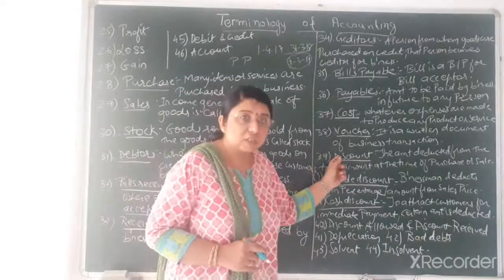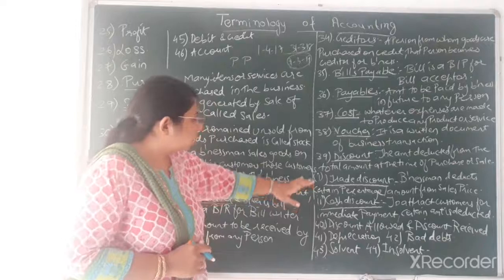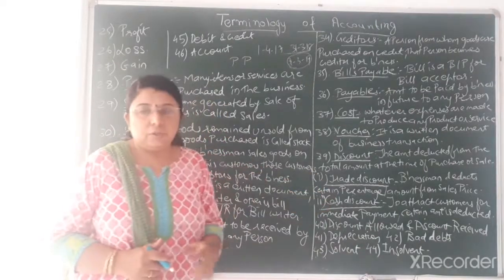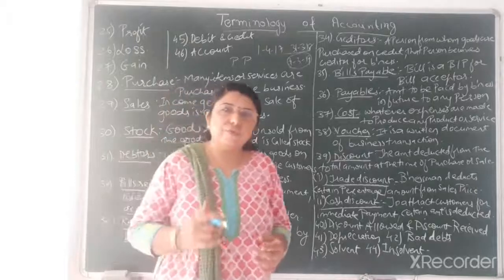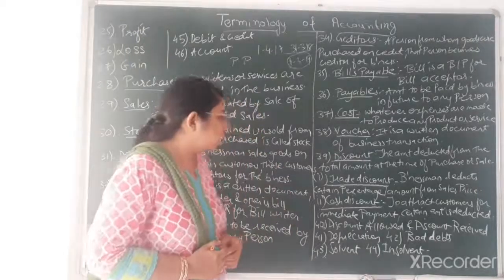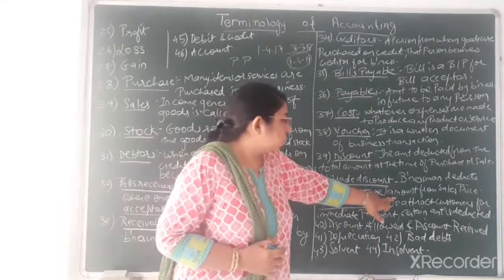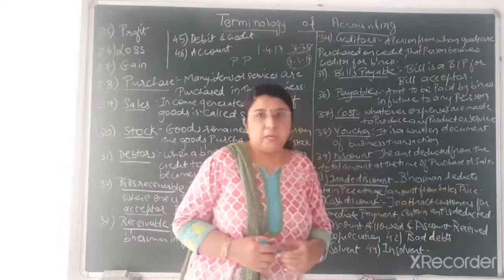Now, in case of discount, there are two types of discount that you can see in your textbook also, that is trade discount and cash discount. Now, what is the difference between trade discount and cash discount? A businessman deducts a certain percentage or amount from the sales price.